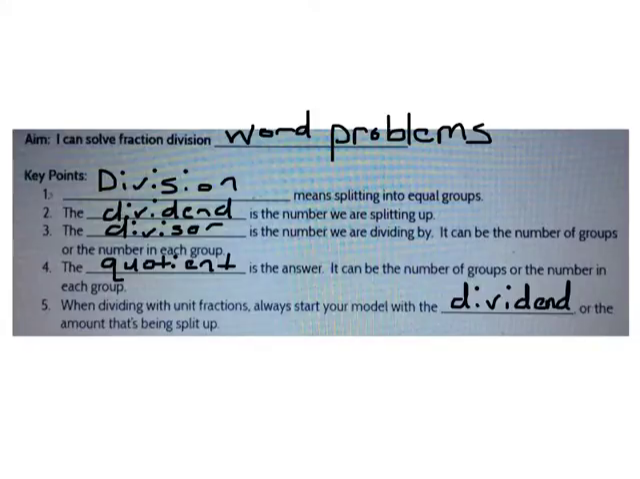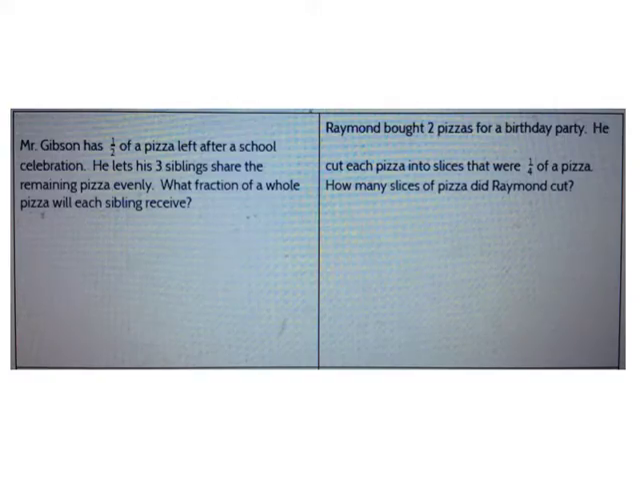Let's do some examples. Mr. Gibson has 1/2 of a pizza left after a school celebration. He lets his 3 siblings share the remaining pizza evenly. What fraction of a whole pizza will each sibling receive? I know this is a division problem because something is being split up. What's being split up in this problem? 1/2 of a pizza is being split up between 3 siblings. So what division problem could I use?